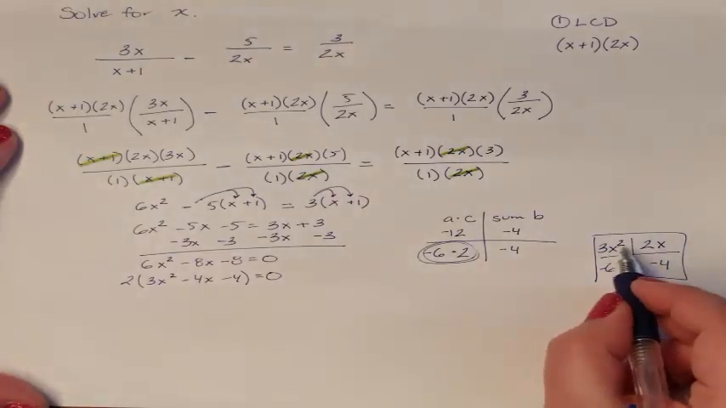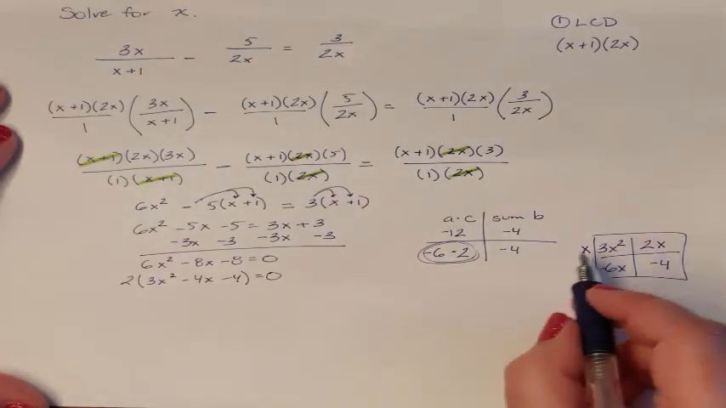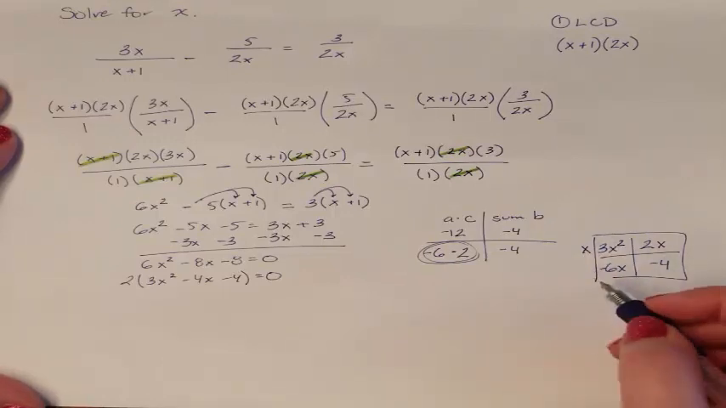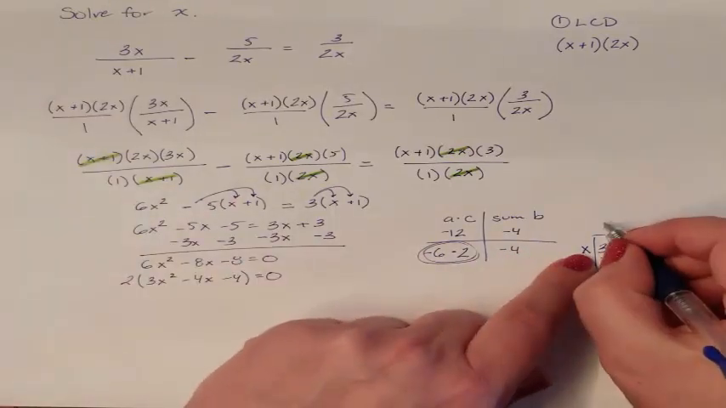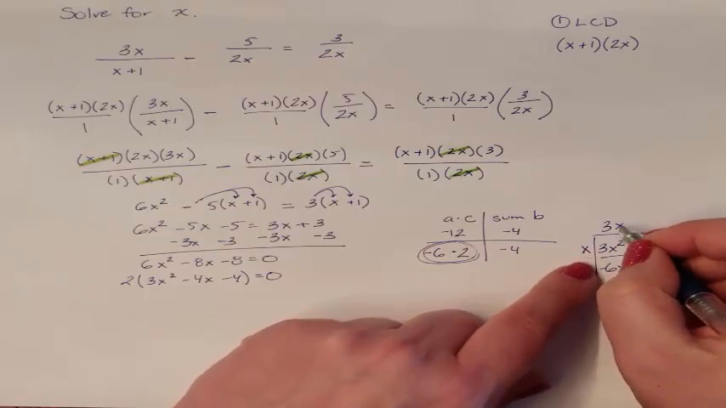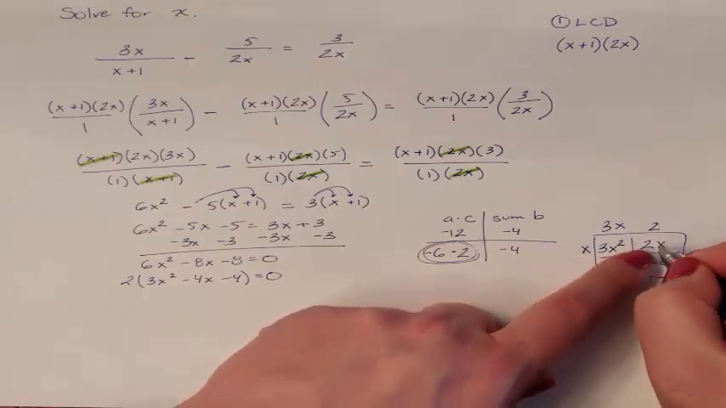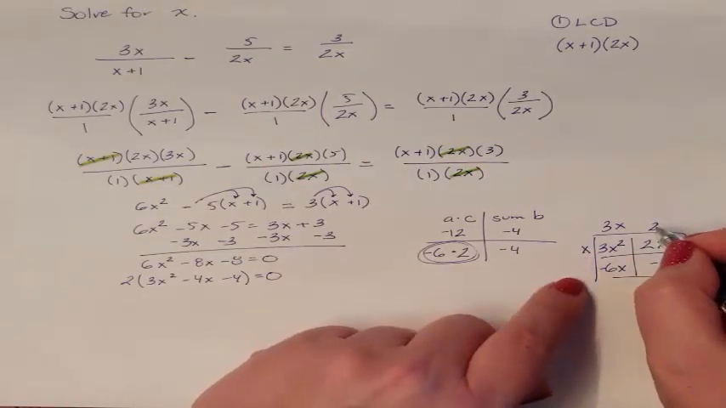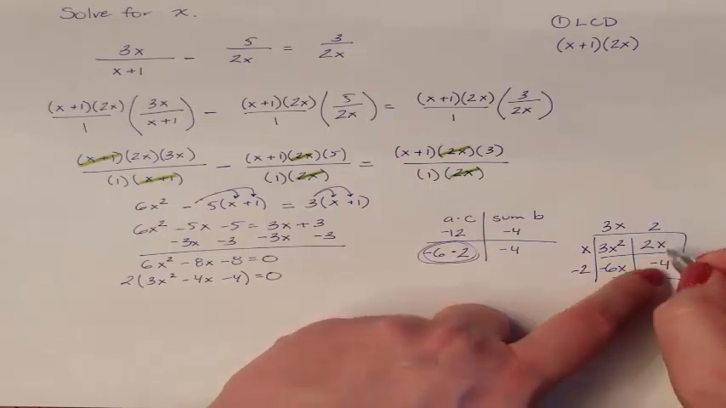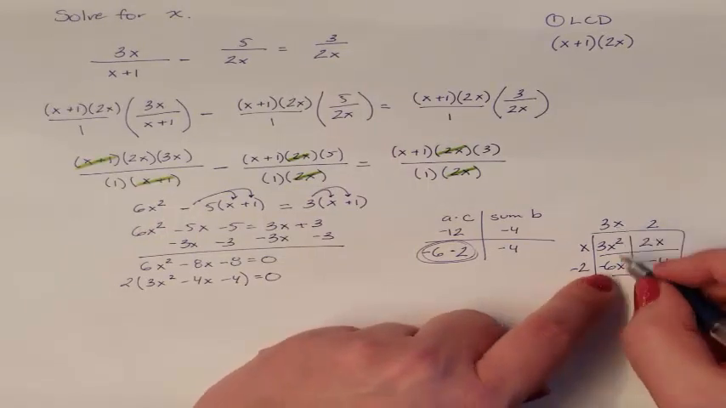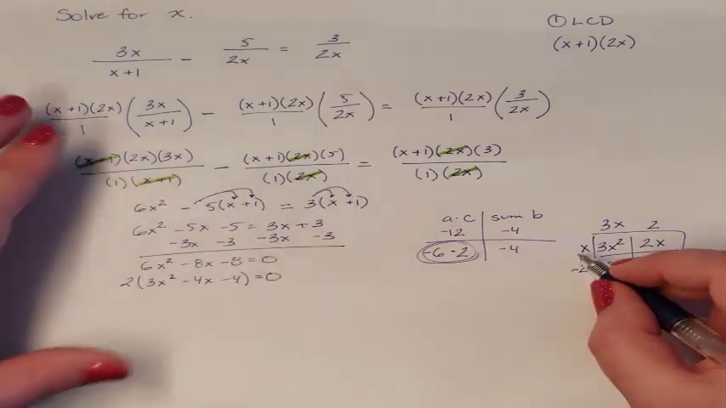So now my GCF up here is an x, and after I find the 1, everybody else is just a multiplication game. So x times a 3x would give me the 3x squared. X times a 2 gives me this 2x. 2 times a negative 2 would give me this negative 4. And negative 2 times 3x gives me the negative 6x. So these sides are my factors.